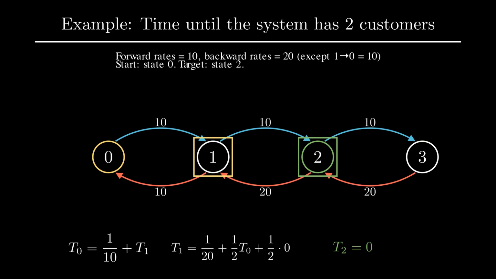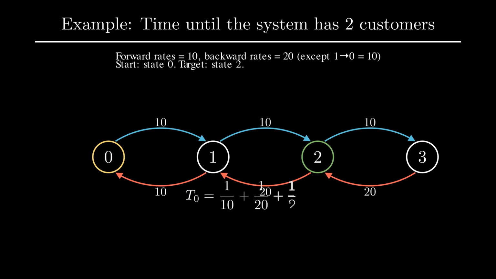Now note the crucial detail. With 50% probability, we fall back to 0 and must start over. That is why T0 is longer than just the residence times. Step 4. Solve the system. Substitute T1 into the equation for T0 and add a T-check.